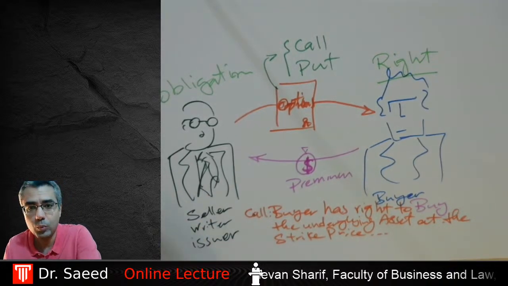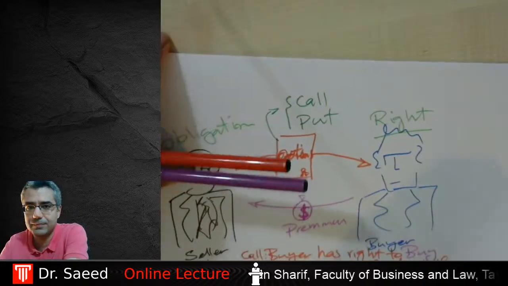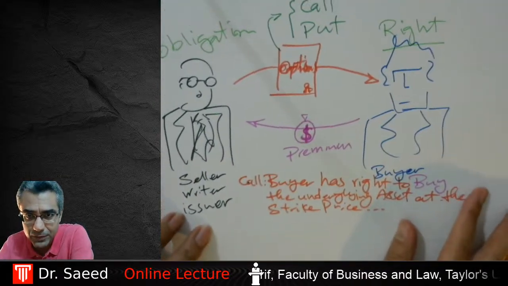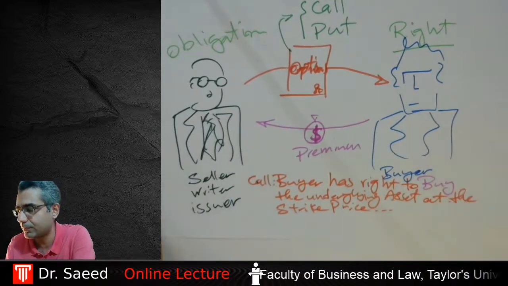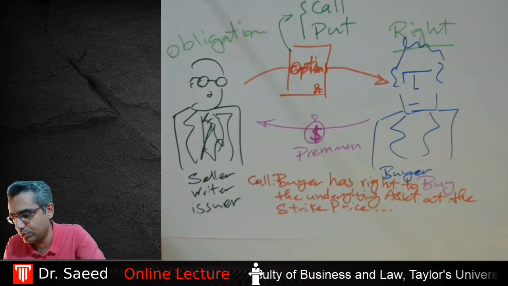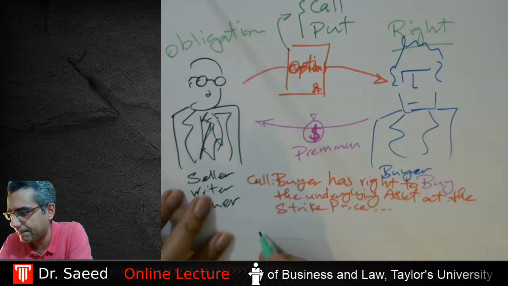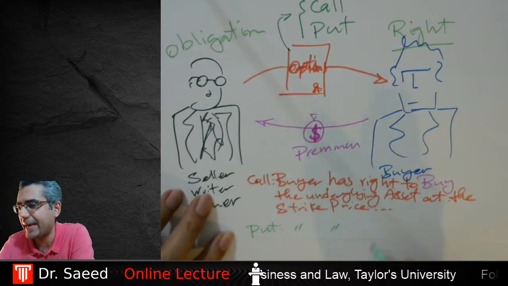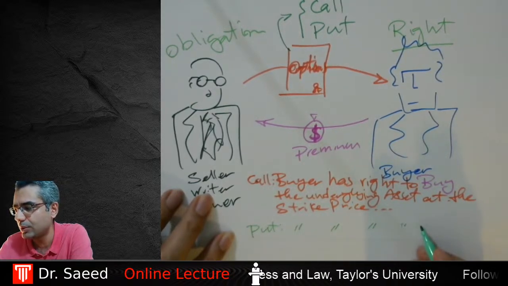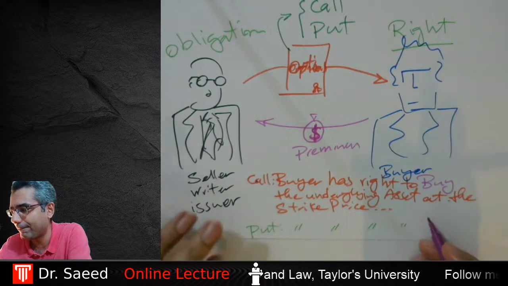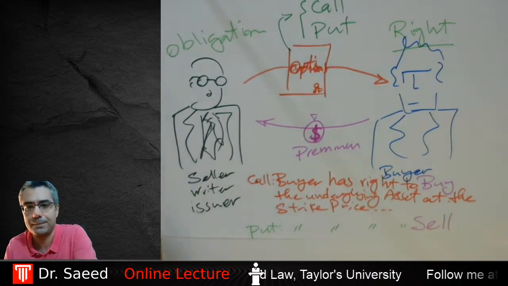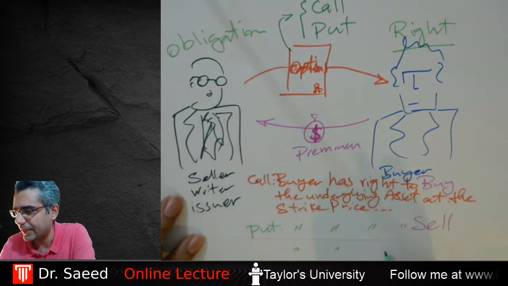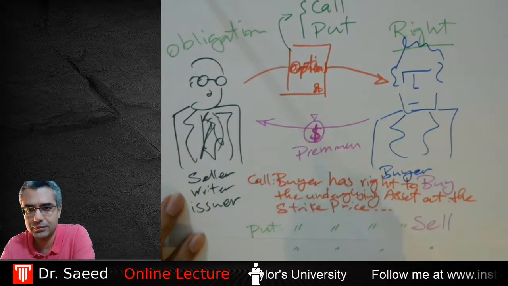Now, what if it's a put? If it's a put, then again the buyer has the right to sell the underlying asset at the strike price, and so on.